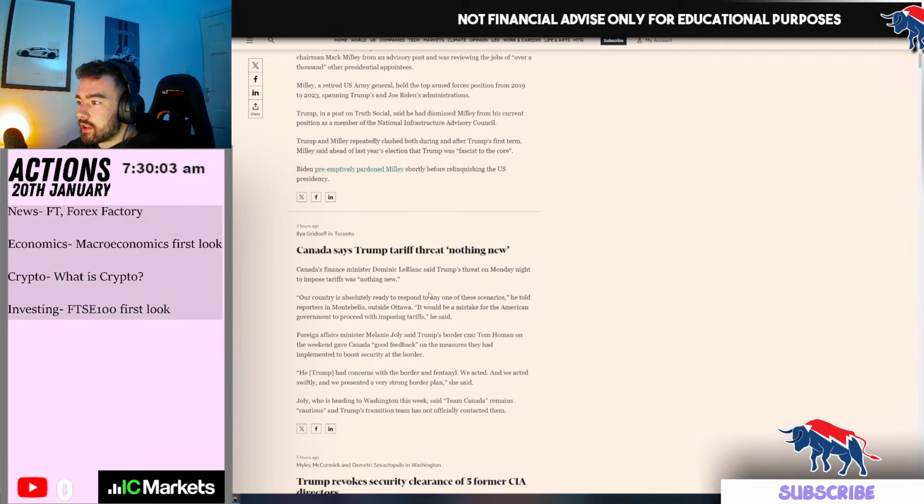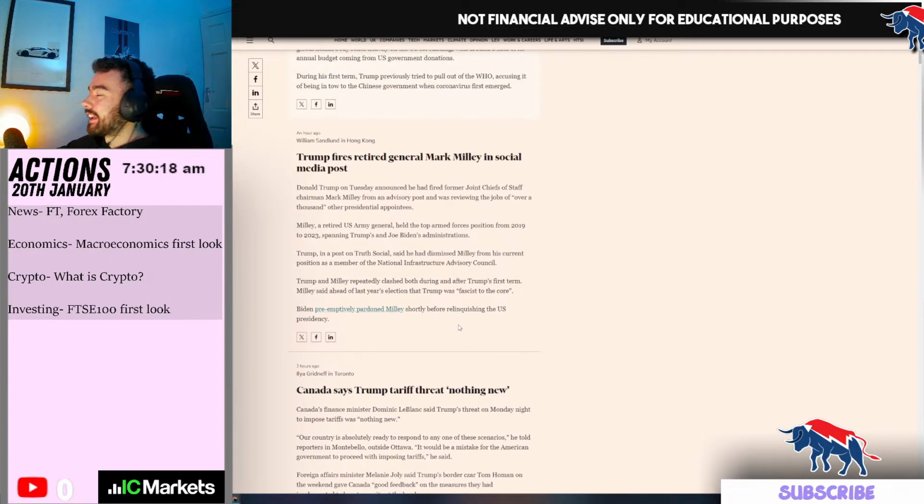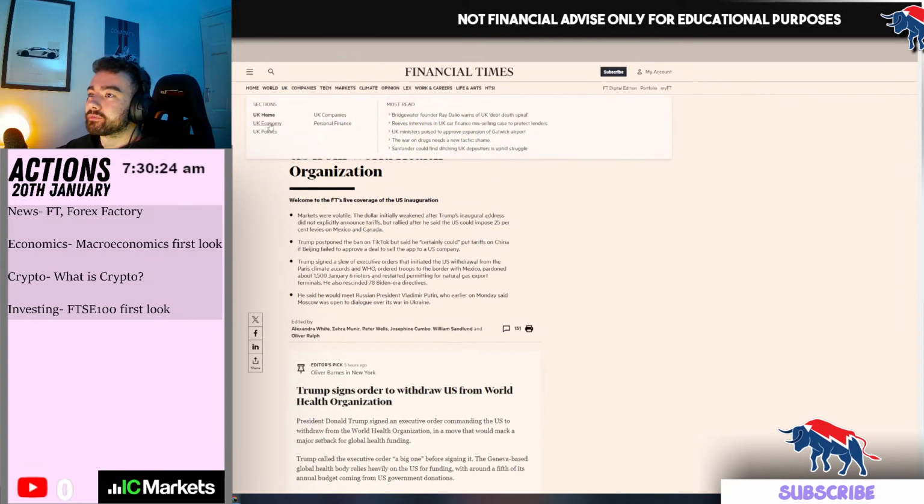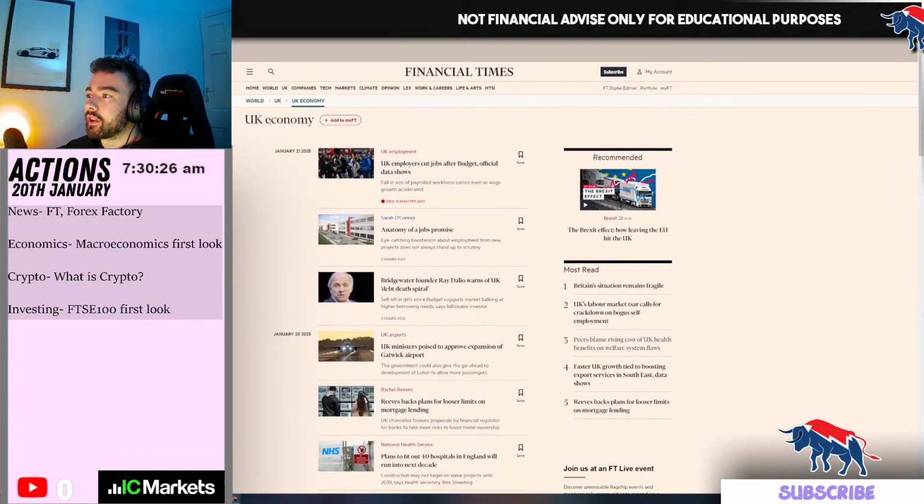Canada's finance minister said Trump's threat on Monday night to impose tariffs was nothing new. Our country is absolutely ready to respond to any of these scenarios, he told reporters. It would be a mistake for the American government to proceed with imposing tariffs. Oh, interesting. They're putting up a fight, eh? They're putting up a fight.